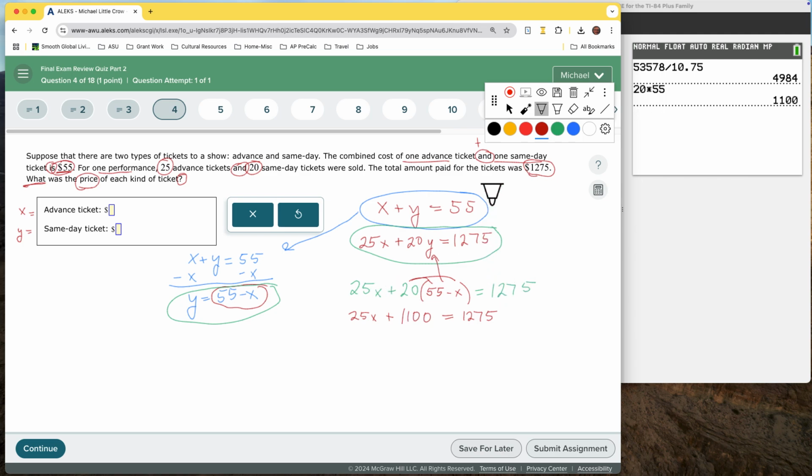Oops, I forgot because I've got to concentrate, right? That's what making the videos. And then I've got to distribute the 20 over here, so I get minus 20x. I can combine like terms. And I've got a 25x and a negative 20x. I can see that's going to give me 5x, but at the same time, just to be a little bit more efficient, I'm going to move over this.